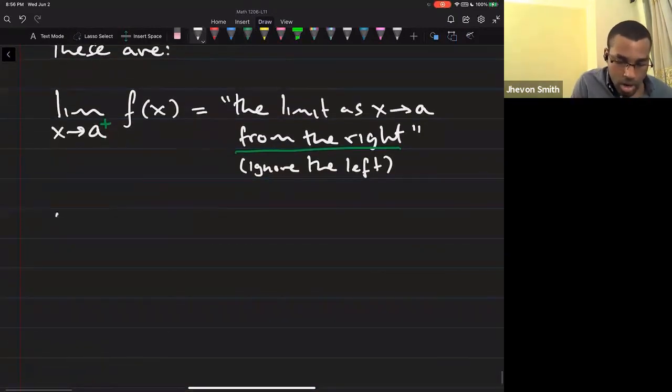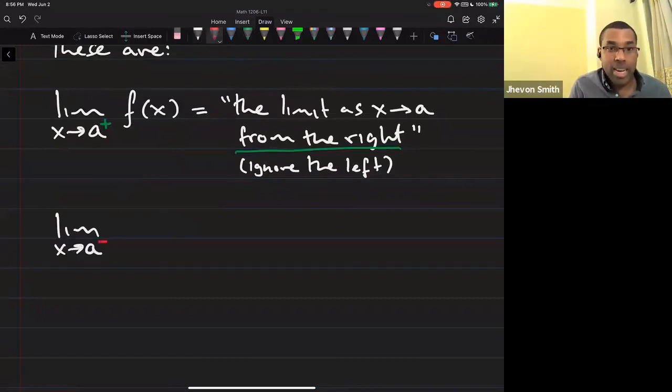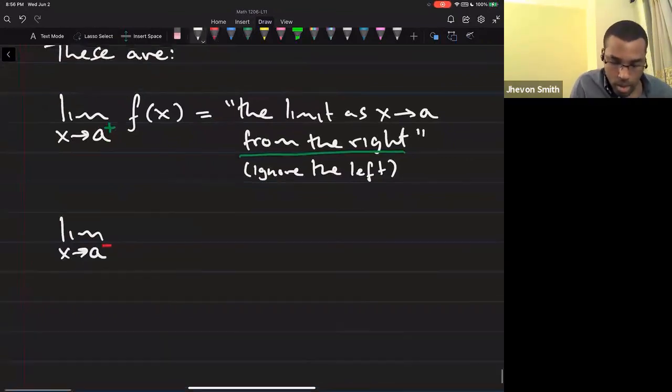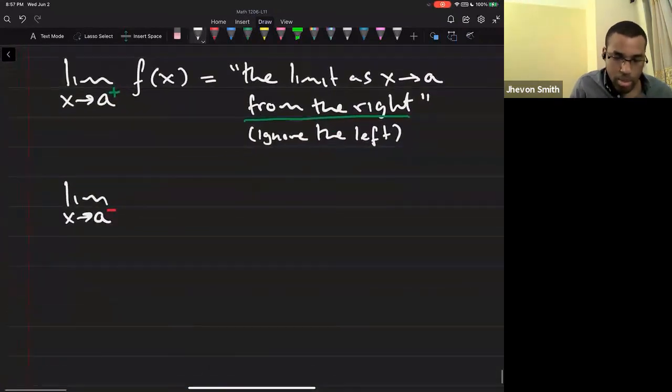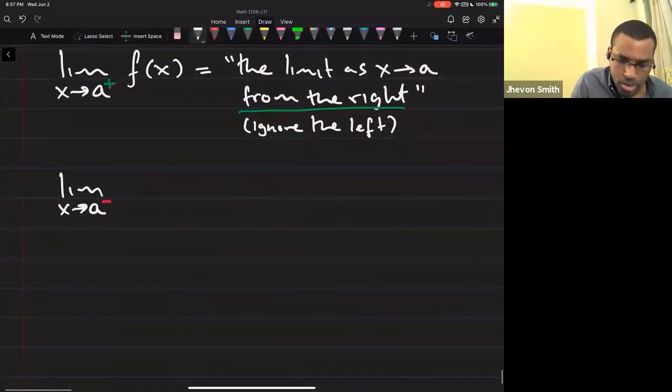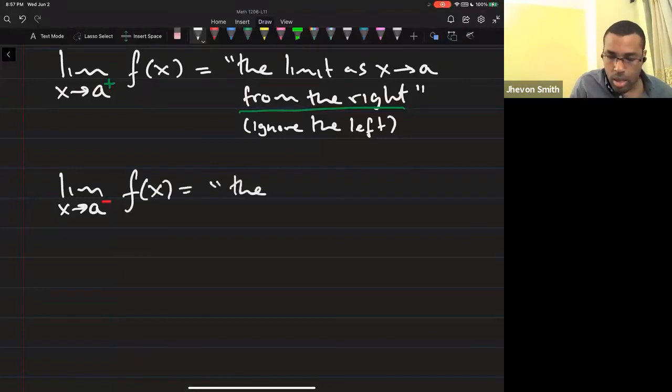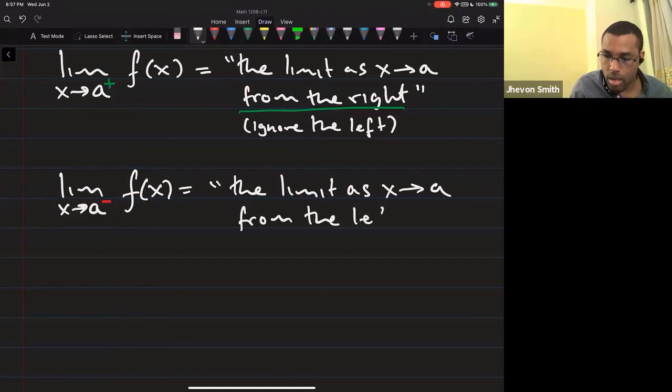And we have a corresponding notion about approaching from the left side. You put a little minus sign there in the power of a, which by itself doesn't really make any sense, but it's just the notation that we use here. So this is called the limit as x gets close to a from the left, and you ignore the right.